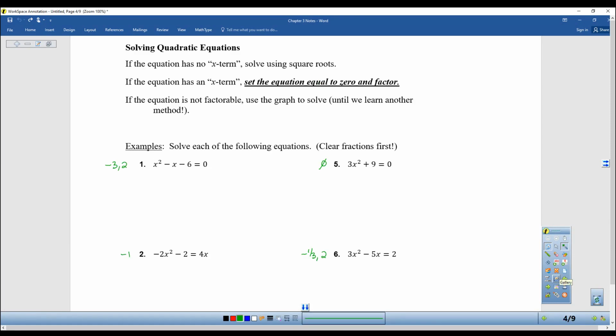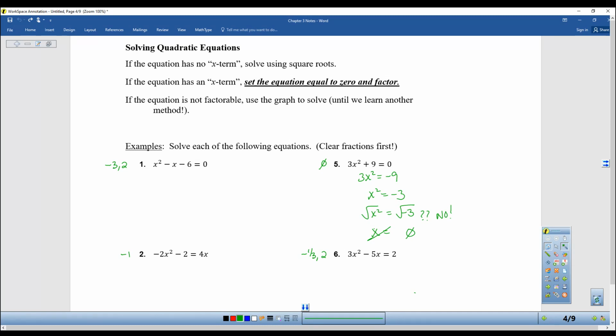So here's my general philosophy. If the equation has no x term, so this has an x term, this has an x term, ooh, number 5, no x term, then you can solve using square roots. So that means you can literally just get the x squared all by itself and then take the square root of both sides. Now in this case, can we take the square root of a negative number? No, you can't take the square root of a negative number. So this one has no solution.